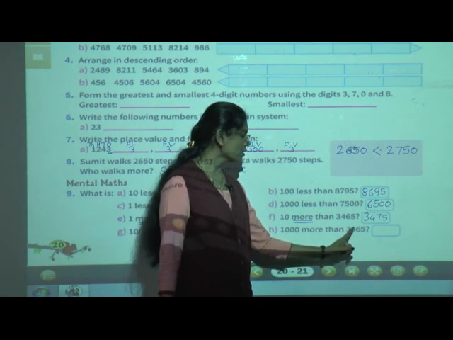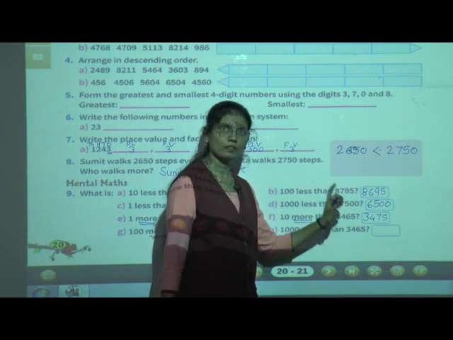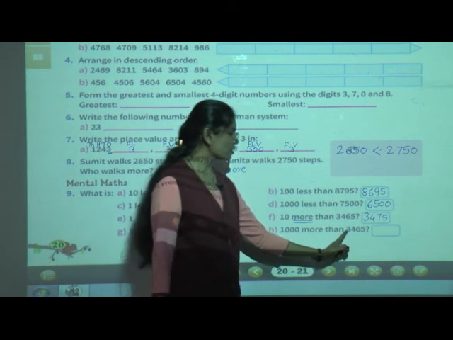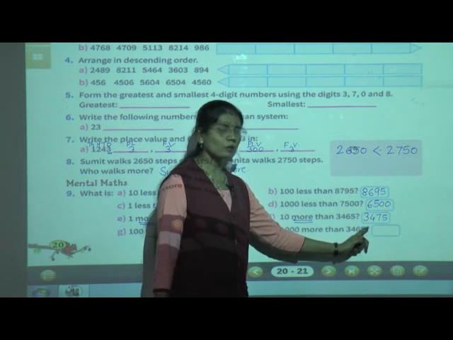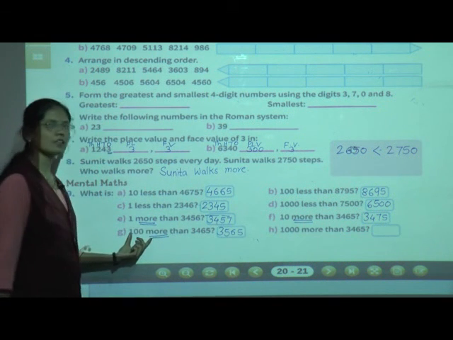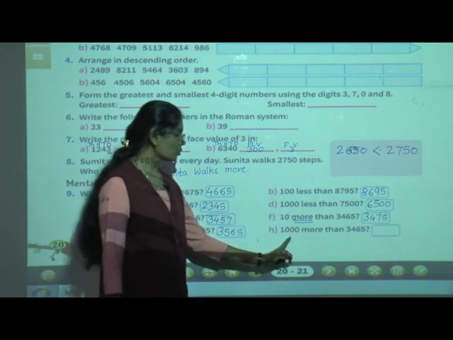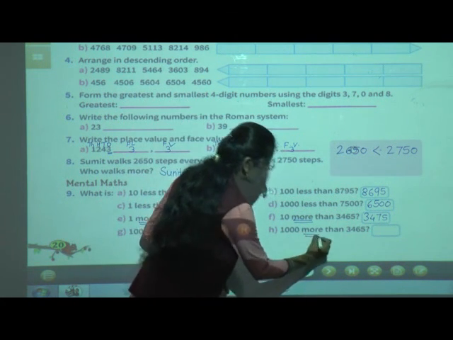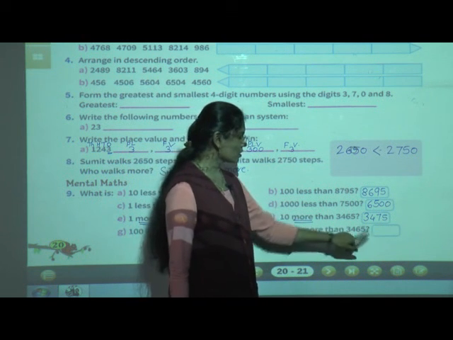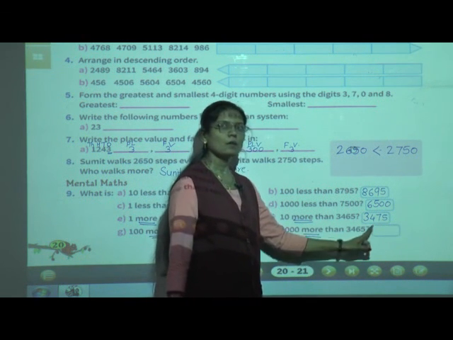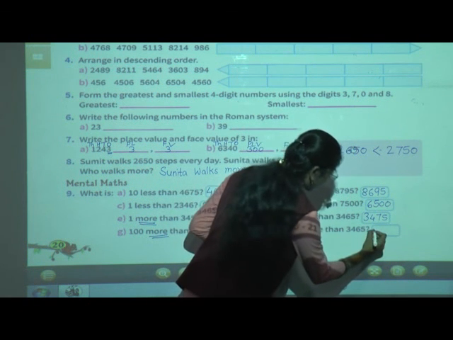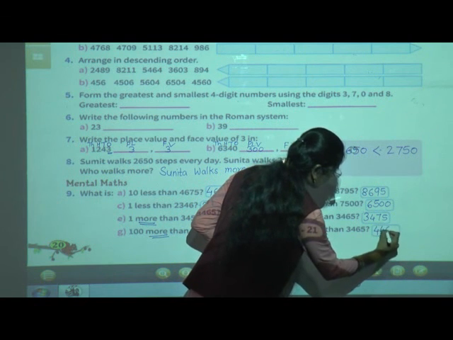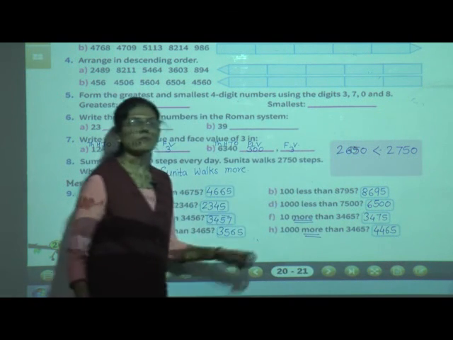Now see the last question. 1000 more than 3465. Now see here the number is same, 3465. Here also 3465. So don't be confused. Here what you have to do? Here 100 more was there, and here you have to add 1000. 1000 more than. So add 1000 in this number. Do the addition. 3465 plus 1000. If we do the addition, then what will be the answer? 3 plus 1, 4, 4465. This is our final answer.